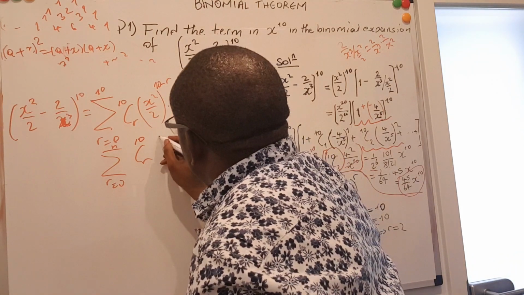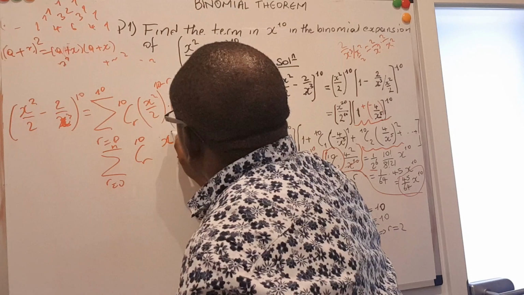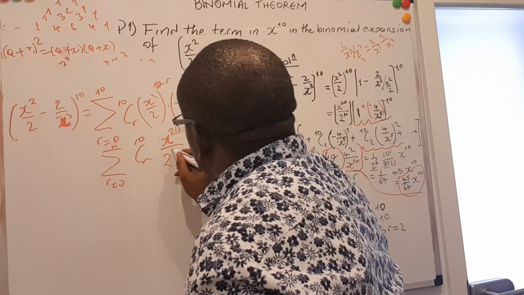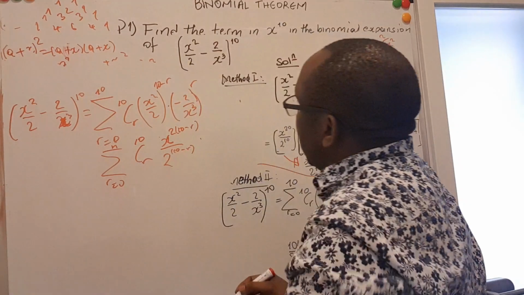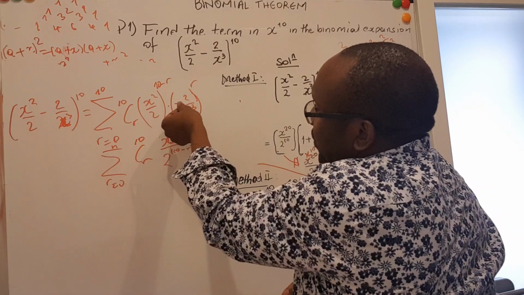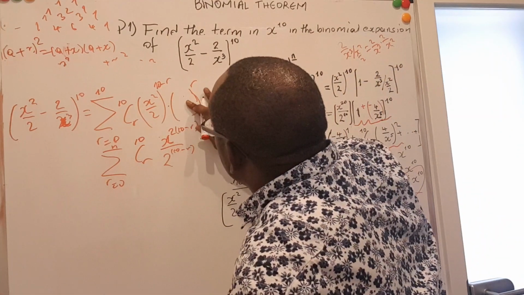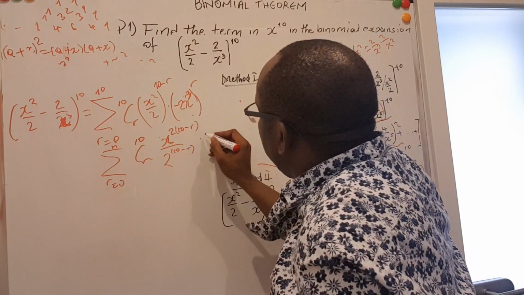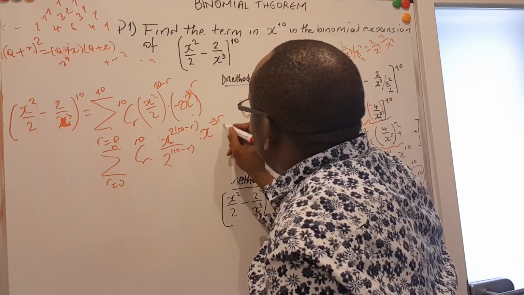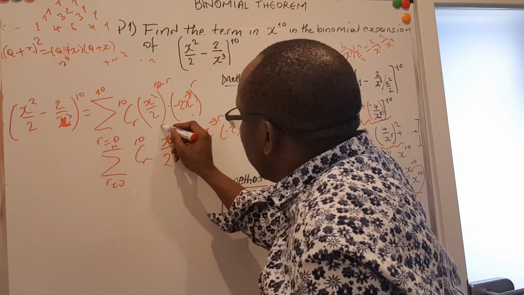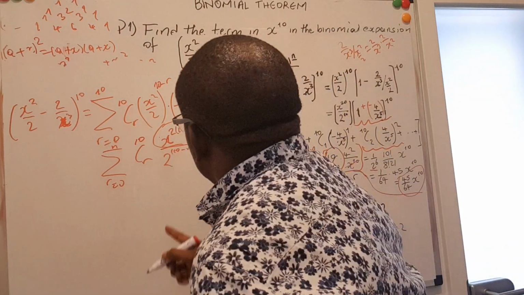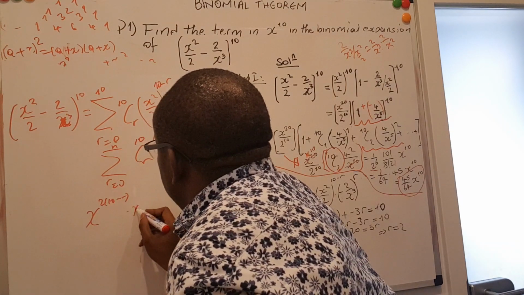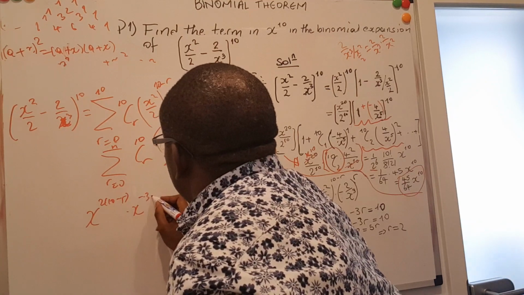I want to open the bracket. If I do that, I get x to the power 2 into 10 minus r, and 2 to the power 10 minus r. The x can go up, becomes x to the power minus 3. So I can write this also as minus 2 x to the power minus 3. And that gives me here x to the minus 3r and minus 2 to the power r. I'm interested in the way x is behaving, not the other coefficient. So I have here x to the power 2 into 10 minus r times x to the power minus 3r.